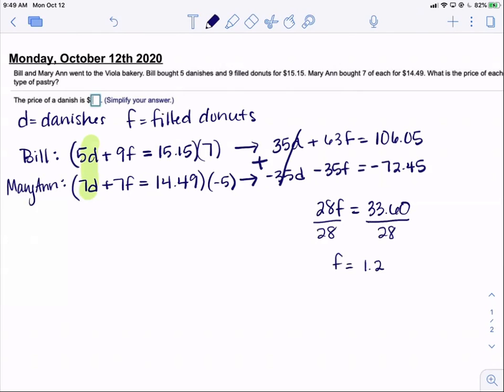And then we need to plug it back in. So do you want to plug it into the top or the bottom? Top. Doesn't matter. Thank you. So we have 5D plus 9 times 1.2 equals 15.15. So 5D plus, I think it's 10.8. Yep, 10.8 equals 15.15. Then how do we get D by itself?